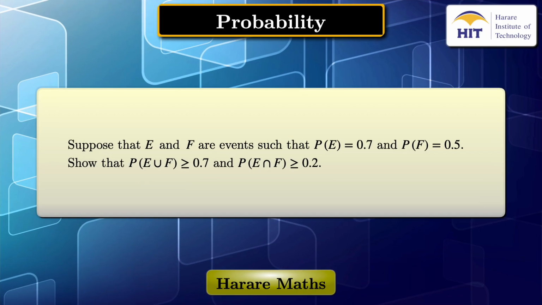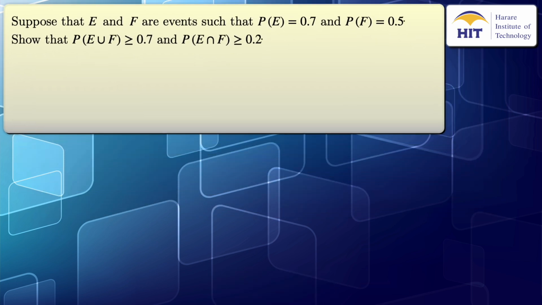Suppose that E and F are events such that the probability of E is equal to 0.7 and the probability of F is equal to 0.5. In this video, I'm going to show that the probability of the union of E and F is greater than 0.7 and the probability of E intersection F is greater than 0.2. So we have that information there.